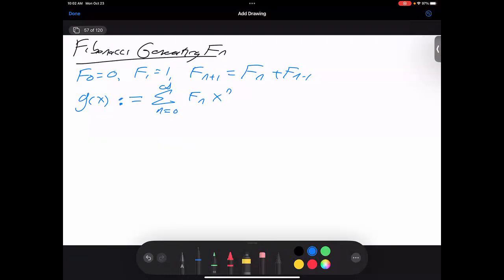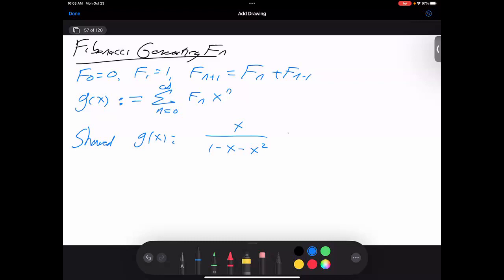Do I have to start my sum at 0? Where could I start the sum? 1. They'd be the same function. So I'm just going to do this just for more general exposure. And we eventually showed, I believe, if memory serves, that g of x was, I think it was x over 1 minus x minus x squared, something like this, I think.